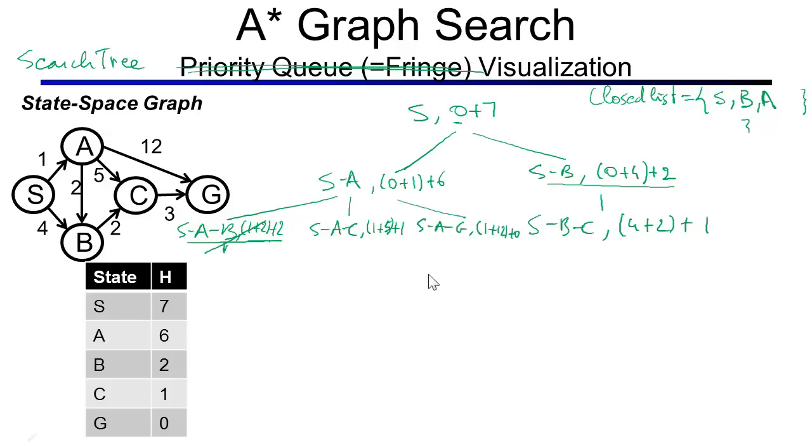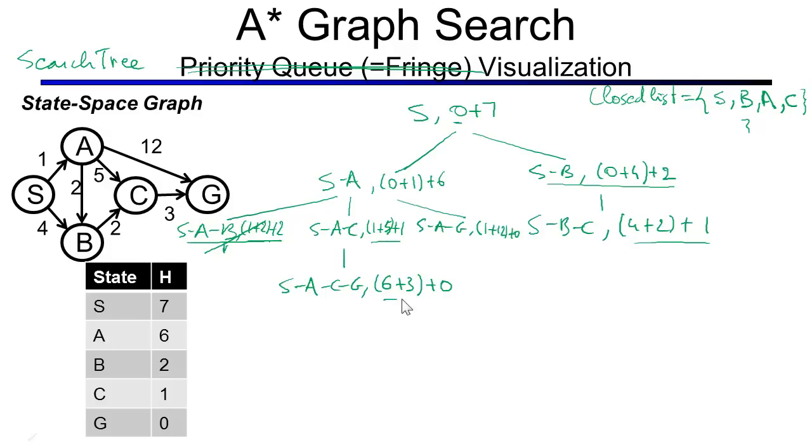Which one is next? In terms of F cost, we have SAC with 7, and we have SBC with 7. We'll do alphabetical tie-breaking, so SAC will get expanded. C has one successor, G. We have one child here, SACG, with an F cost consisting of G and H. G consists of the G cost of the parent, which is 6, plus the cost of the transition, which is 3. And then the heuristic value of G is 0, for a total of 9. That completes the expansion of this node. We've expanded C, so C goes onto our closed list.